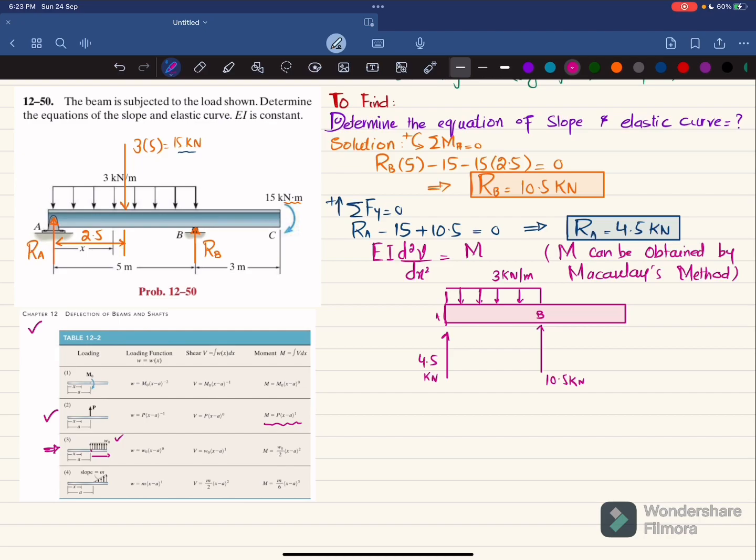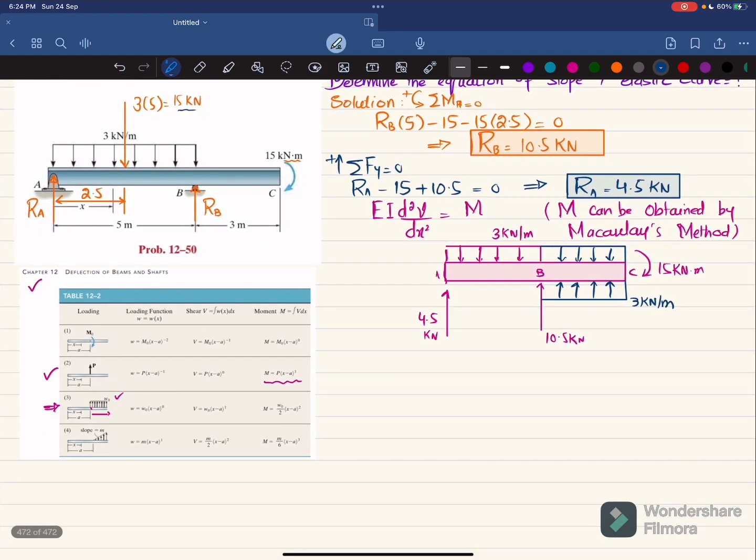So this is point C, and at point C we have a 15 kilonewton-meter moment. So what we will do is add the same 3 kilonewton per meter force over here, and from B to C at the bottom we will subtract it, so that it cancels the effect, and this should be in the opposite direction. So this is 3 kilonewton per meter. Now we will find this moment equation.